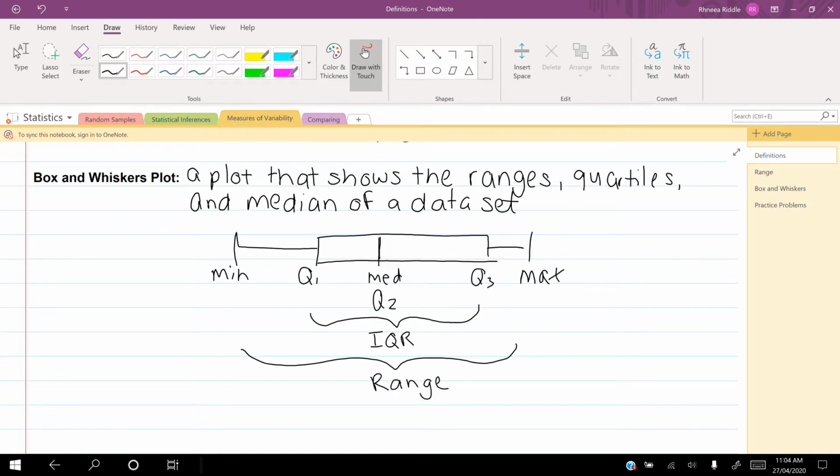We're going to go over this a little more, showing you how to find the exact details of creating a box and whiskers plot, but first we're going to start on showing you how to find the ranges, the quartiles, and the medians.